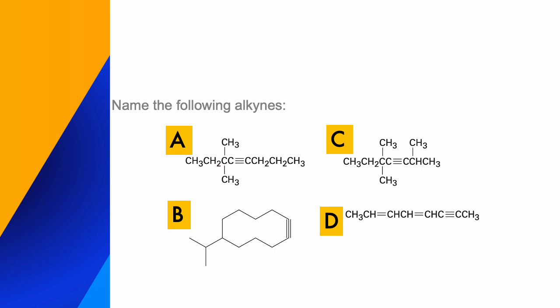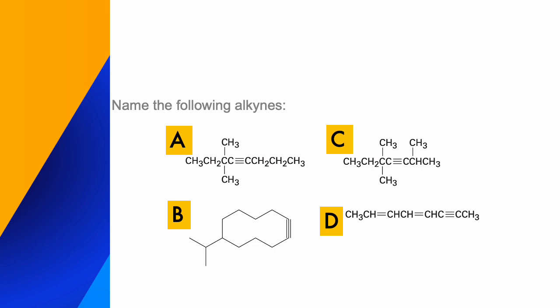Then for letter C, it's almost the same as letter A, but in this formula we have in the right side a branch, compared to letter A where the right side of the structure has no branch. So which one shall be used for the numbering of the carbon?